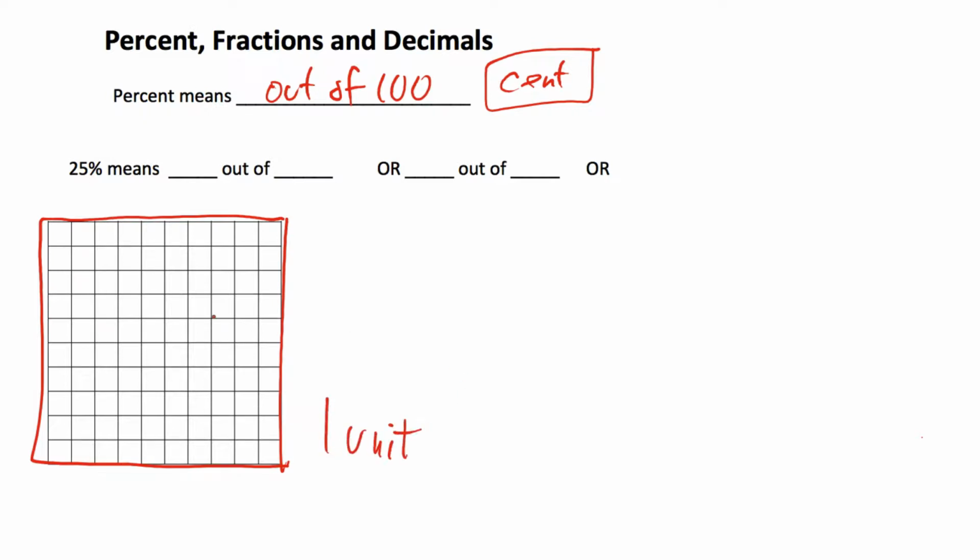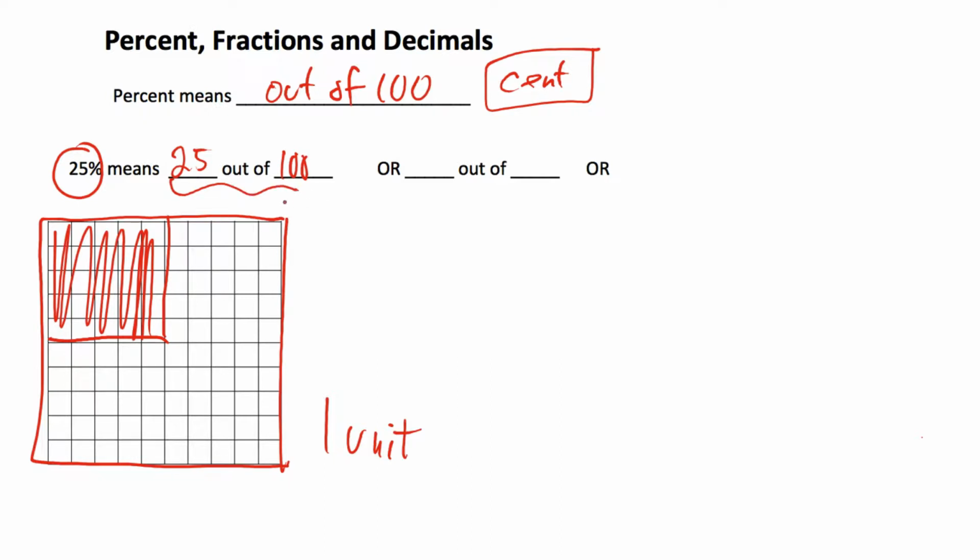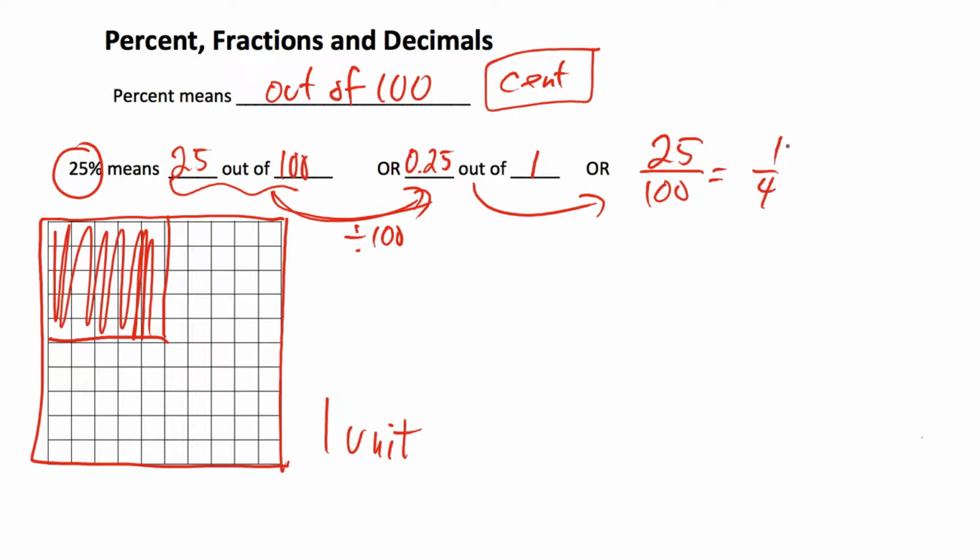I can break that 1 unit into 100 sections, and then 25% would represent 25 of those 100 squares, represented right there. So 25 out of 100, or 25%, is equivalent to 0.25 out of 1. I'm just dividing by 100 going in this direction. 0.25 out of 1, 25 100ths out of 1, which can also be represented in fraction form, 25 out of 100, which is 1 out of 4, or 1/4 of the unit.